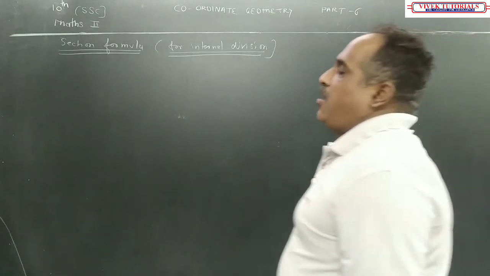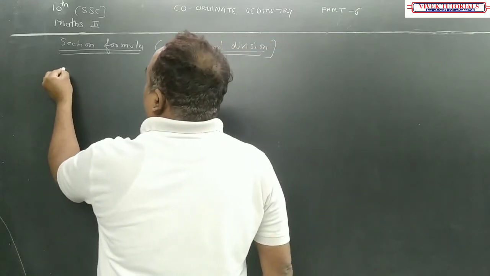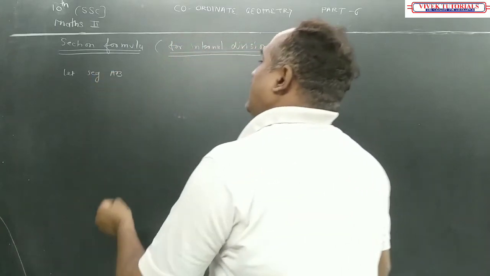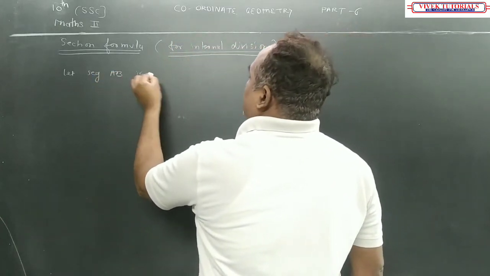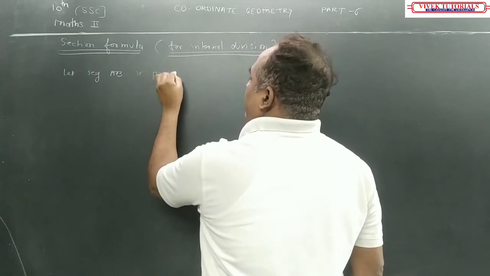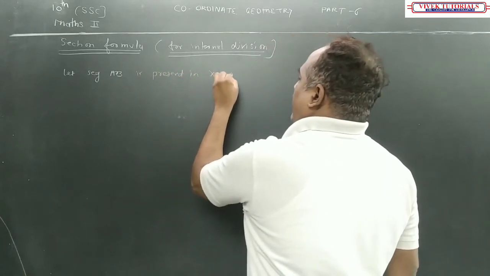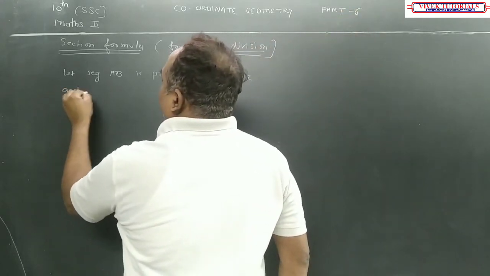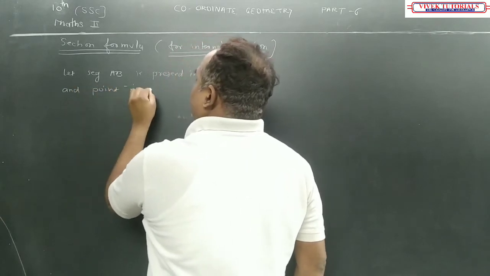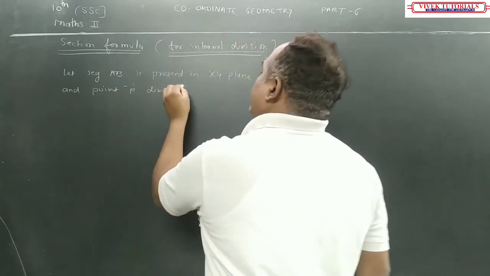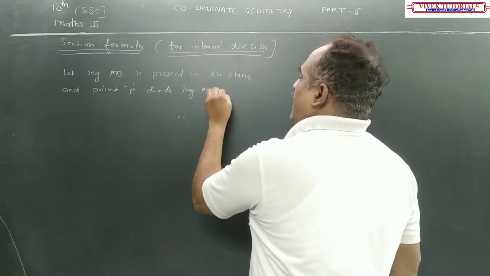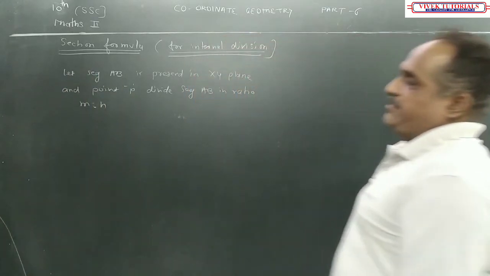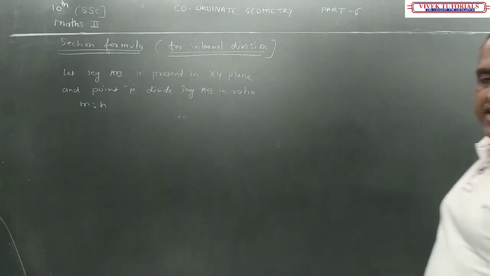Okay. Now what I can say is, let segment AB be present in the XY plane and point P divide segment AB in ratio m:n. m:n.